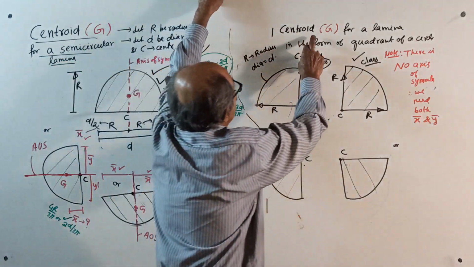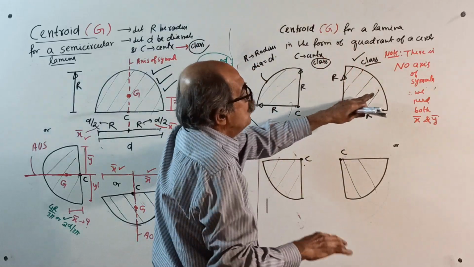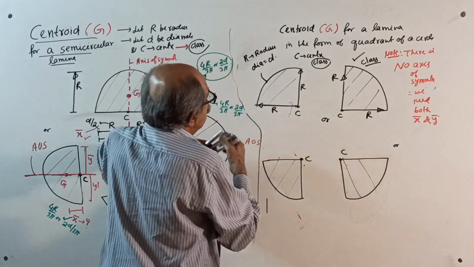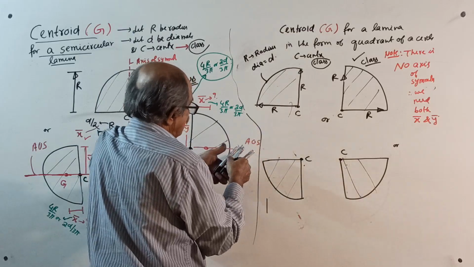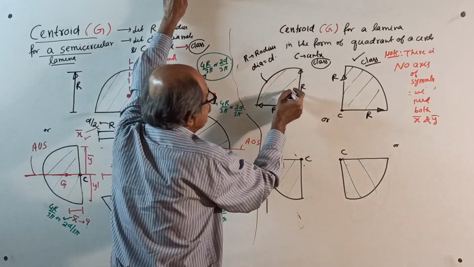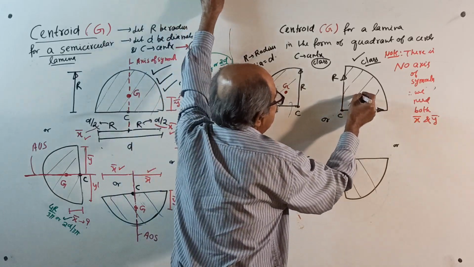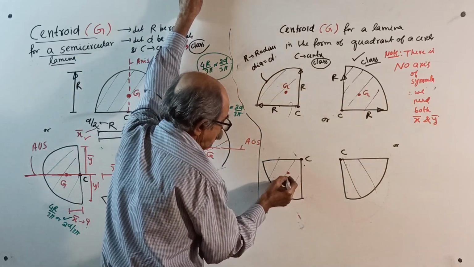Okay, now the centroid for a lamina of a quadrant. There is no axis of symmetry. Therefore, here, see, more area this side, more area this side. Your centroid will be somewhat near here. This is centroid G. We will prove it.